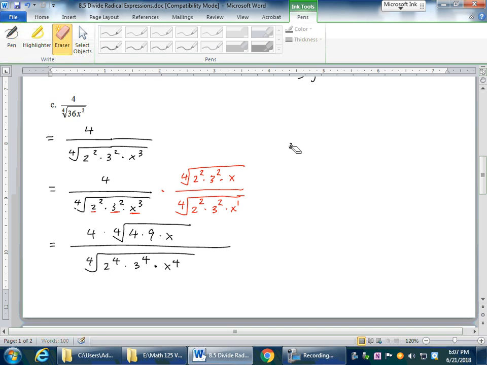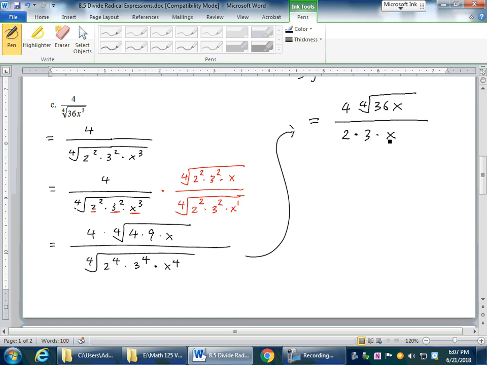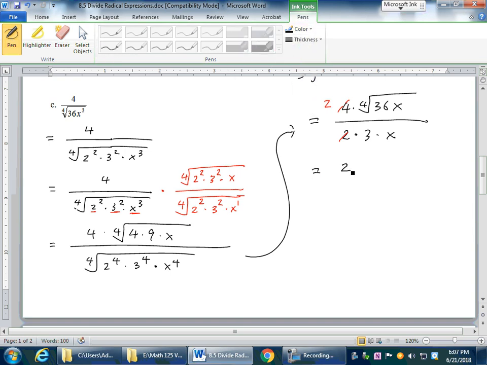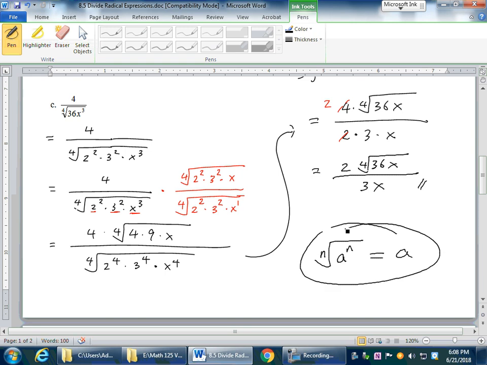Now, simplifying this, which allows us to get the fourth root of 36x. The fourth root of 2 to the fourth power, the fourth root and the fourth power, they cancel out, so it will become 2 times 3 times x. And finally, this is also a factor, remember, so I can reduce this 2 and 4, in which my final answer becomes 2 times the fourth root of 36x in the numerator all over 3x in the denominator. So when the divisor is only one term, we are basically using this property to clear the radical. So that's the main idea that you need to remember.